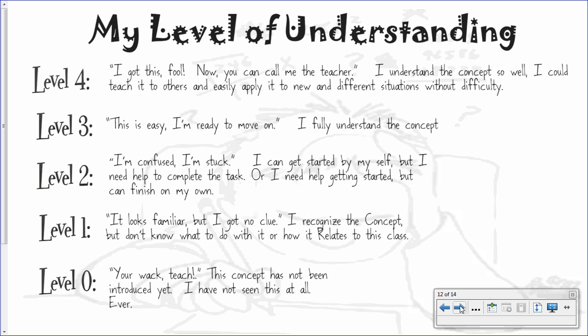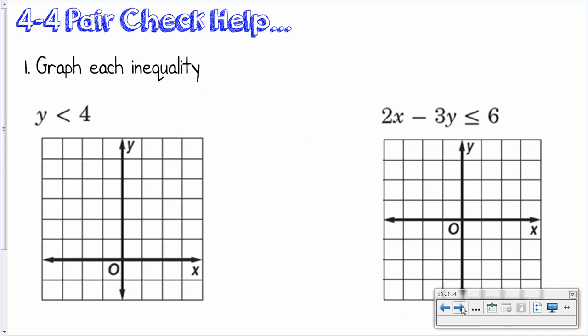Okay, go back. Find your mastery box. Rate yourself. And then find your vertex.